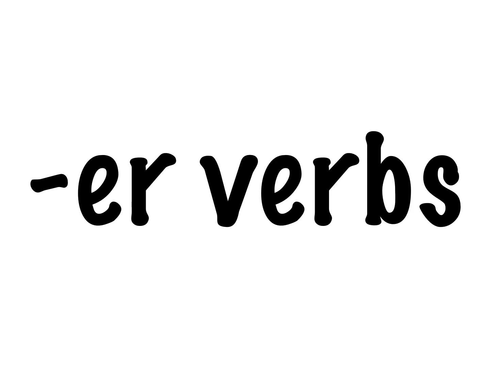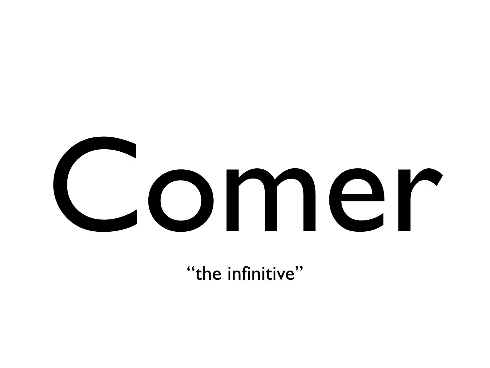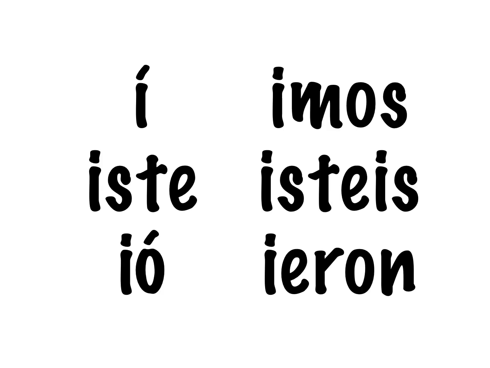Remember, comer was our example, and we take it in the infinitive form. We cut off the ending, we get our stem, and into this space that I've underlined, we insert another set of endings. And here they are. í, iste, ió, imos, isteis, ieron. So repeat that with me. í, iste, ió, imos, isteis, ieron. Good work, well done.